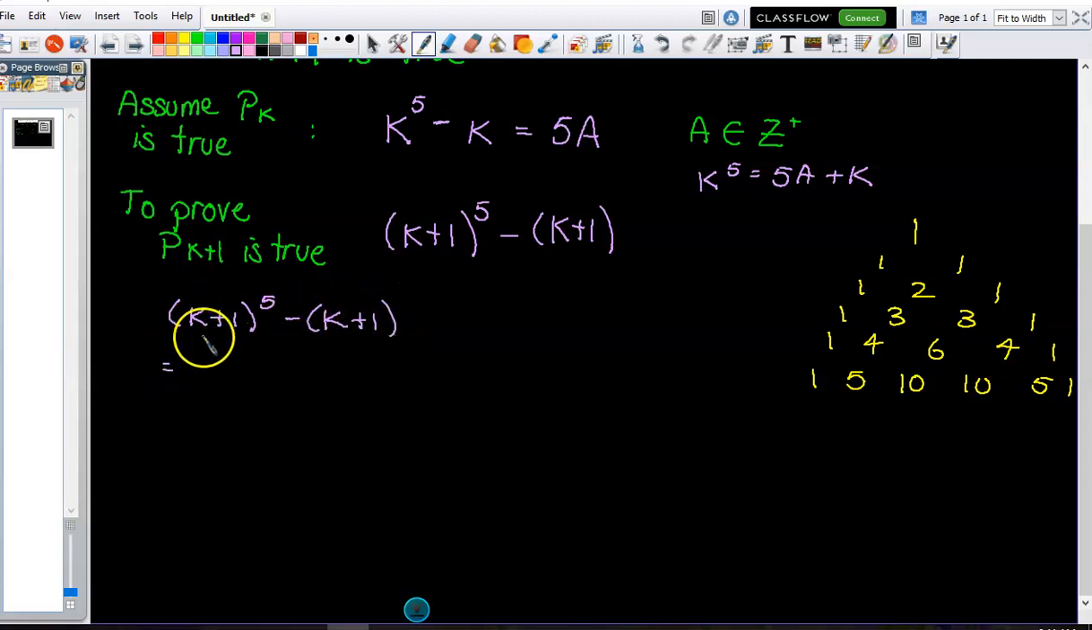Okay, so this now becomes 1 K to the 5 plus 5 K to the 4 times 1, but that's just 1, plus 10 K to the 3 times technically 1 squared. Remember the powers have to add up. I'm not going to write the ones anymore because we know 1 squared is just 1.